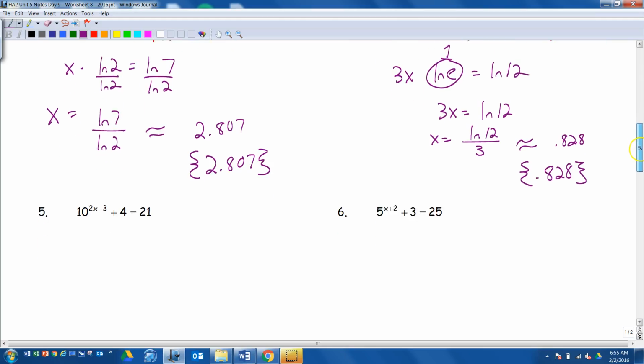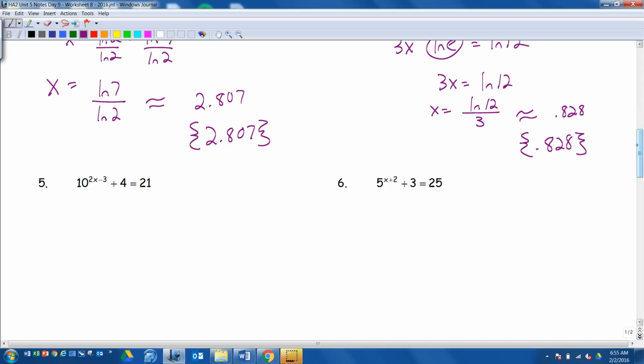Okay, so this one here, you do not want to log it, so don't log both sides until the exponent is isolated. I'm sorry, the exponential piece, I should say.